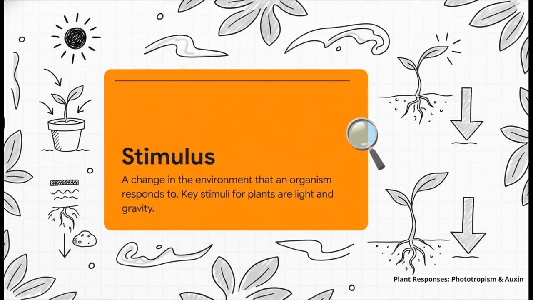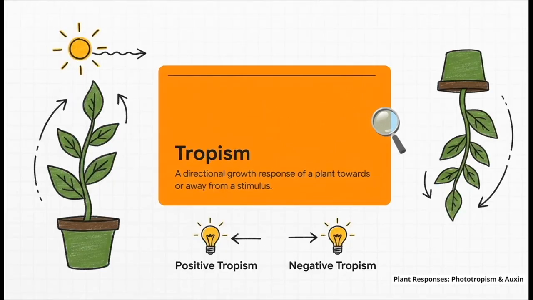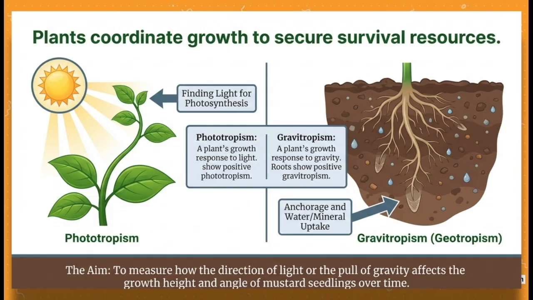It all kicks off with something called a stimulus. That's just a fancy word for a trigger in the environment. And for our plants, the two big triggers we care about today are light and gravity. And the plant's reaction, this directional growth, has a special name, a tropism. It's pretty straightforward. If the plant grows towards the stimulus, we call it a positive tropism. If it grows away from it, it's a negative tropism. Simple as that.